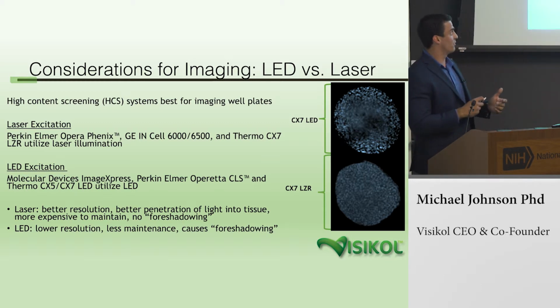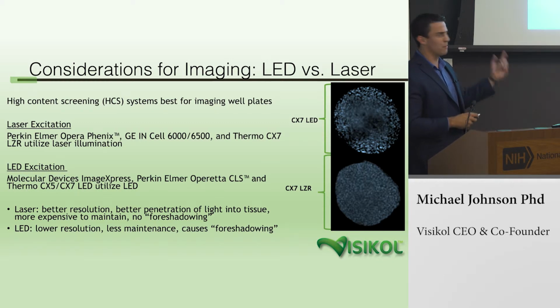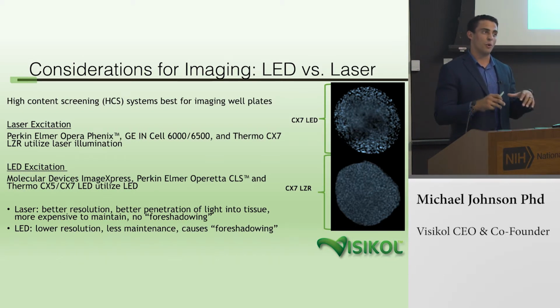We have a number of systems in the marketplace today. There's the Opera Phoenix, there's the GE InCell 6000, 6500, the CX7, and then for the LED, we have a number of devices that are out there, but for us, when we're going out and looking for a device, we're always trying to find a device that had laser and not LED.